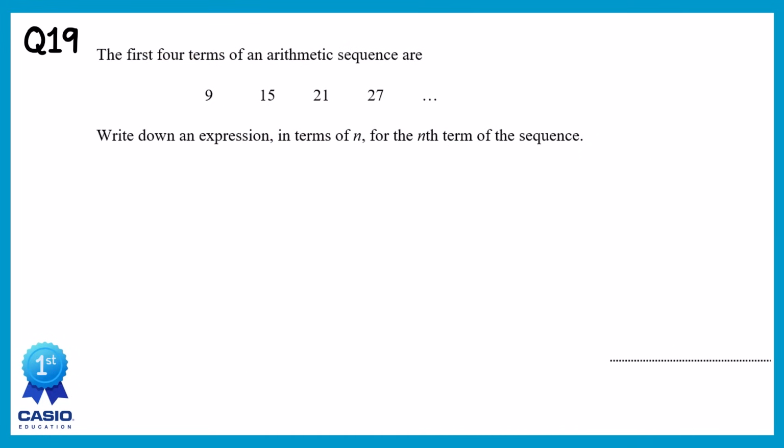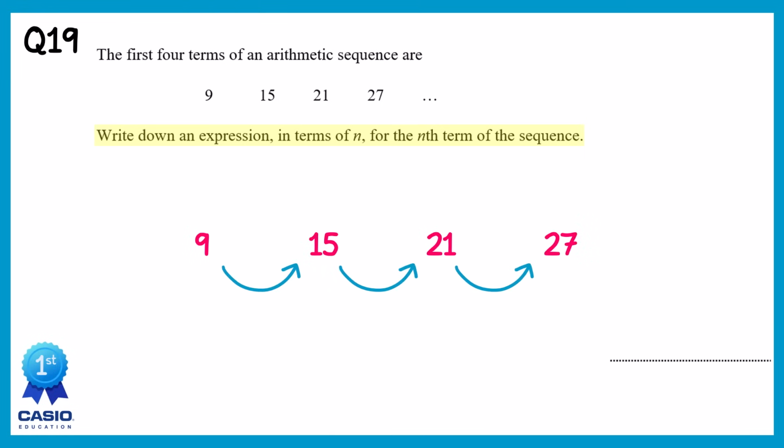In this question, we need to write down an expression in terms of n for the nth term of the sequence. To do this, we'll take the sequence and first of all work out the difference between each of the terms, and in all of these it's add 6. This means the nth term will start with 6n.